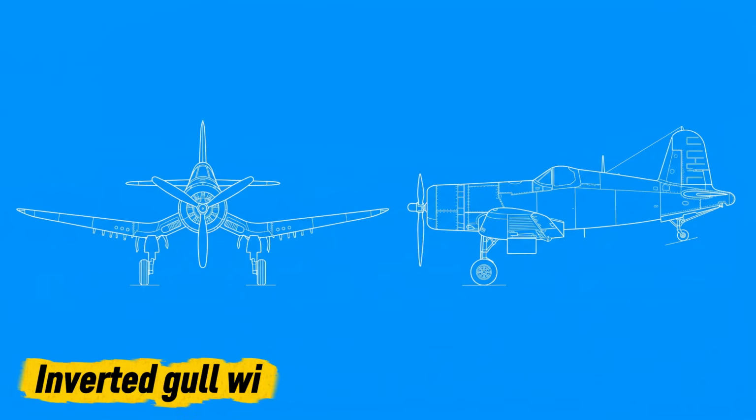The inverted gull wing bends downward near the fuselage before rising toward the outer sections, allowing a shorter landing gear arrangement while keeping the propeller or wing clearance useful. It can also improve structural packaging, but the complex shape adds weight and construction difficulty and may create more complicated airflow.